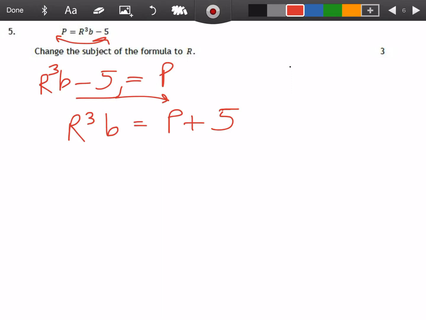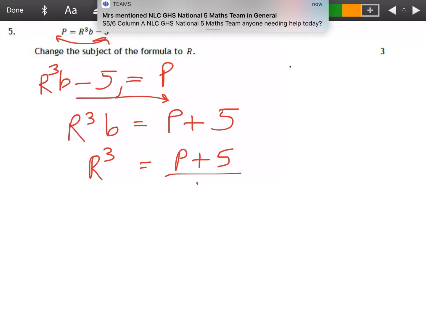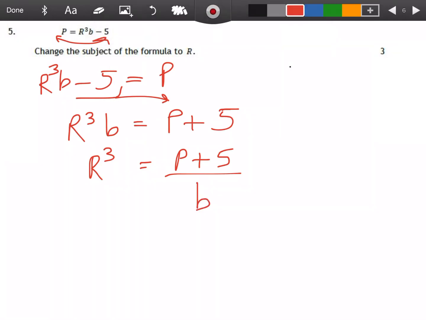Right, what's going next? We've got R cubed and we've got a letter B. We keep the R cubed. The B is moving across first. What is the B doing to the R cubed? It's multiplied by the R cubed. They're multiplying each other. So we're going to divide by the letter B.